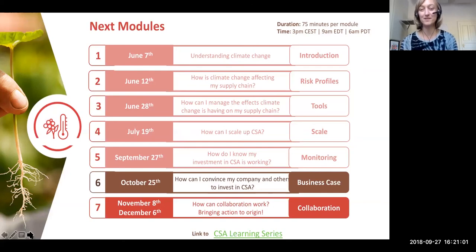Looking at the previous webinars, we have learned very much: what are the risks, what are the tools that can be used, how can CSA be scaled, and today we learned how it can be monitored. But then how do I convince others in my company to support that, to invest in it? And that's what we'll be looking at next time.